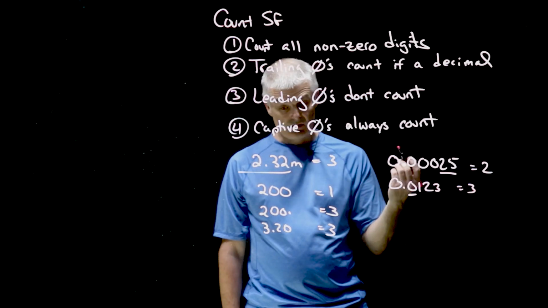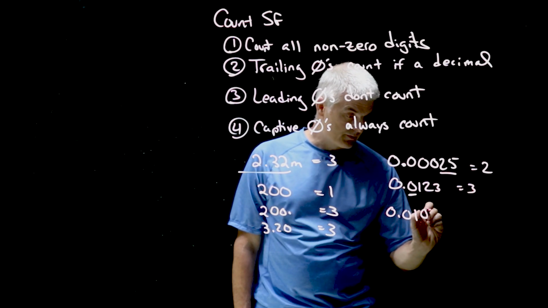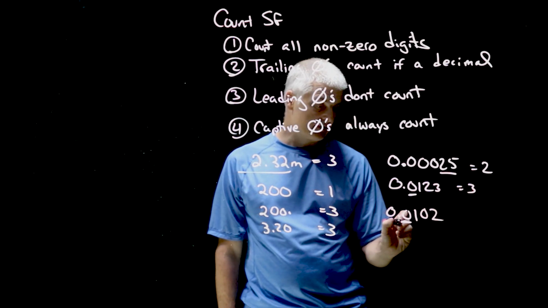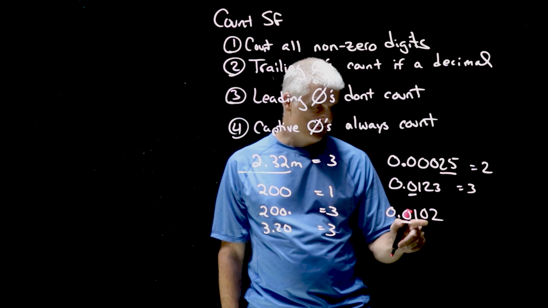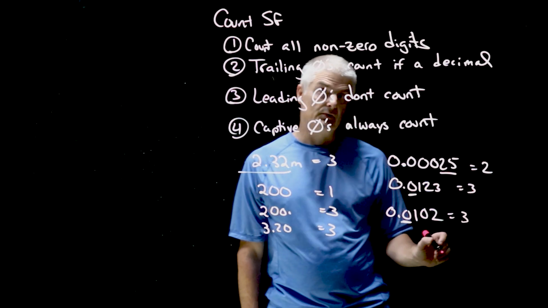And then a captive 0 always counts. So if I have 0.0102, now this 0 doesn't count because that's a leading 0, but this 0 does because it's captive, as it's in between the other 2.